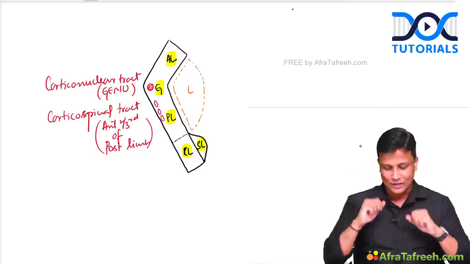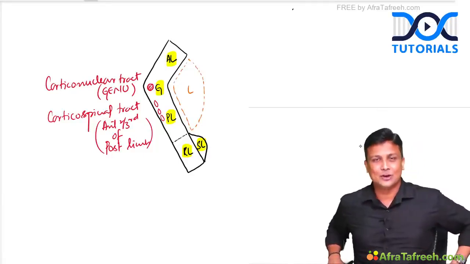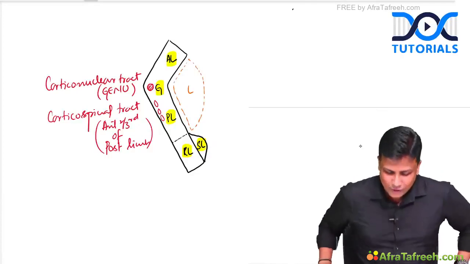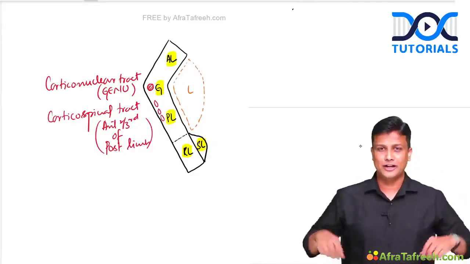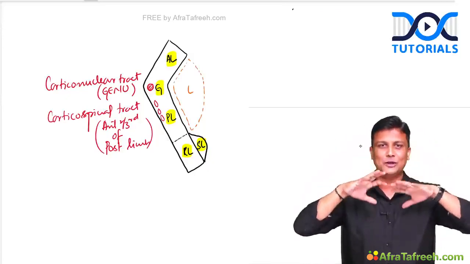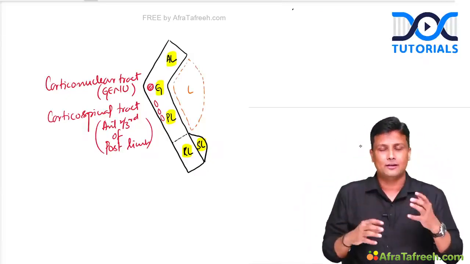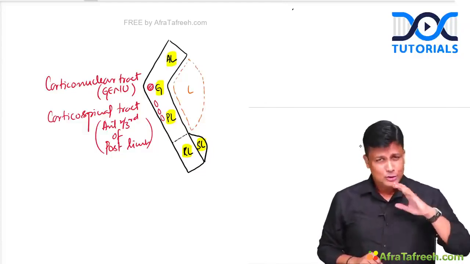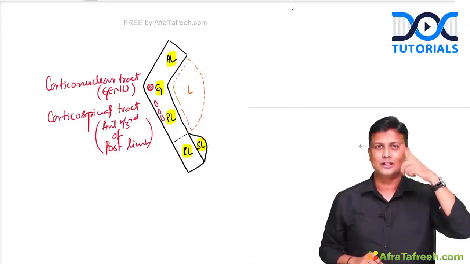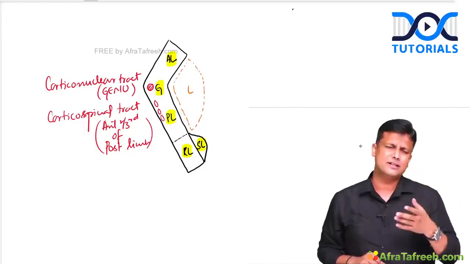Now listen to me very carefully here. The clinical correlation. Guys, try to understand what is the meaning of corticonuclear tract. Corticonuclear means it is starting from the cortex and it is going to supply to the nuclei. Which nuclei? The cranial nerve nuclei. And almost all your cranial nerves are going to supply to your head and neck part, except for the vagus nerve.